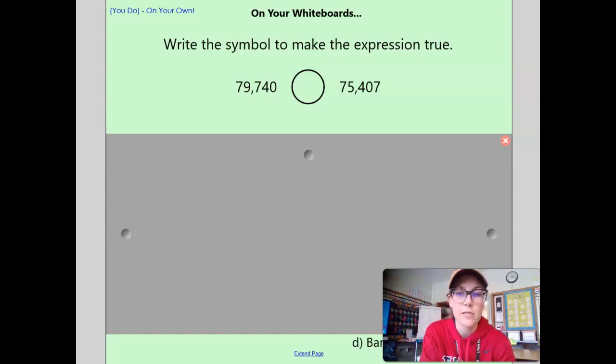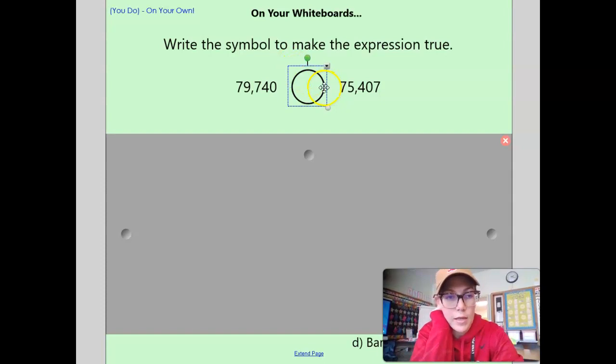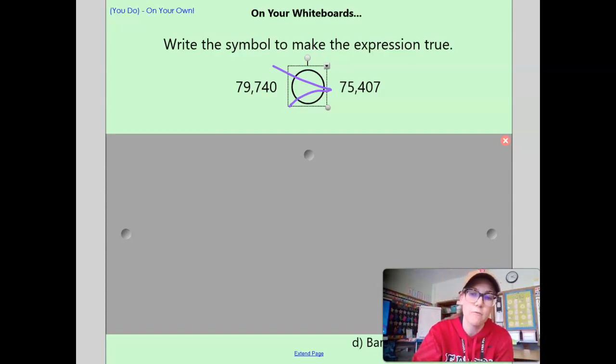First number is 79,740. The second number is 75,407. Well, first, there's 5 digits in both numbers, so that can't help us. They're the same. I see a 7 in both spots in the 10,000s place value. Then I see a 9 in the first number, and I see a 5 in the second number. And I know that the 9 for 9,000 is greater than the 5 for 5,000. That means 79,740 is greater than 75,407.